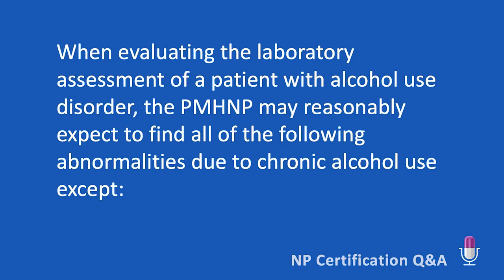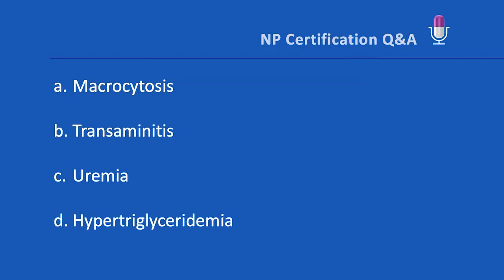When evaluating the laboratory assessment of a patient with alcohol use disorder, the psychiatric mental health nurse practitioner may reasonably expect to find all of the following abnormalities due to chronic alcohol use, except. What's the exception? A, macrocytosis, B, transaminitis, C, uremia, or D, hypertriglyceridemia. So let's just take a moment to review what they are.